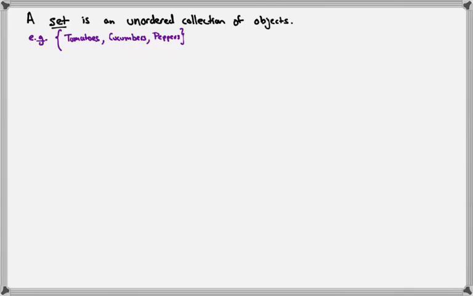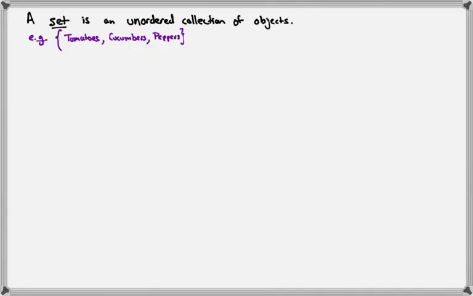In mathematics, we frequently need to describe collections of objects that are of interest to us. We gather these objects together in what's called a set. For us, a set is nothing more than some unordered collection of interesting objects.